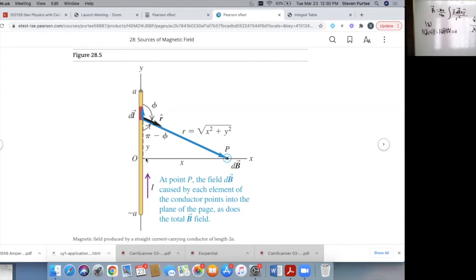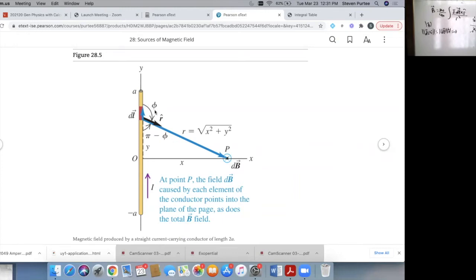Here, this is my distance I am away from the line of current, x. And then my distance here will be square root of x squared plus y squared. That's just Pythagorean. I'm going to use trig to write sine of phi here. And this is the way your book did it, and I like it.